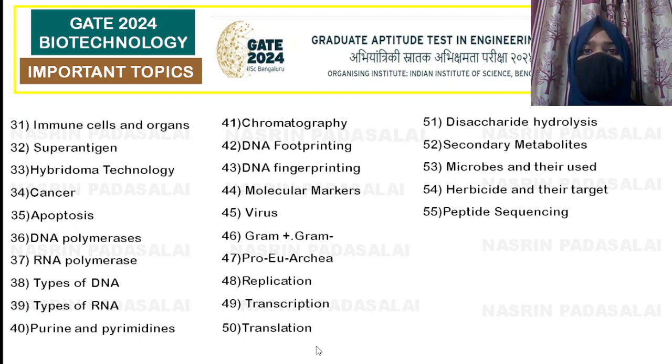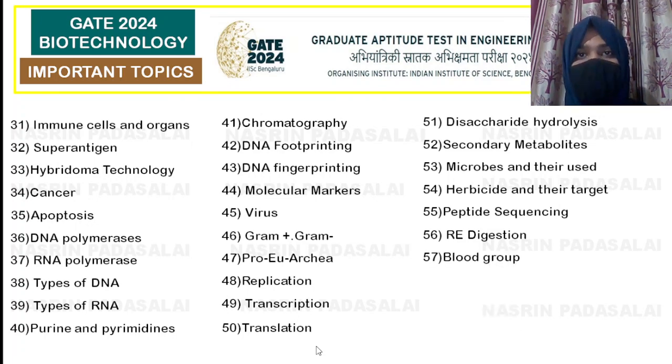Next is peptide sequencing, like which cuts at the N-terminal, which cuts at the C-terminal, what is the role of trypsin, what is the role of chymotrypsin, carboxypeptidase, pepsin. Next is restriction enzyme digestion. Again, you can get one question from restriction enzyme digestion problems. Next is blood grouping. A, B, O blood group, H antigen.